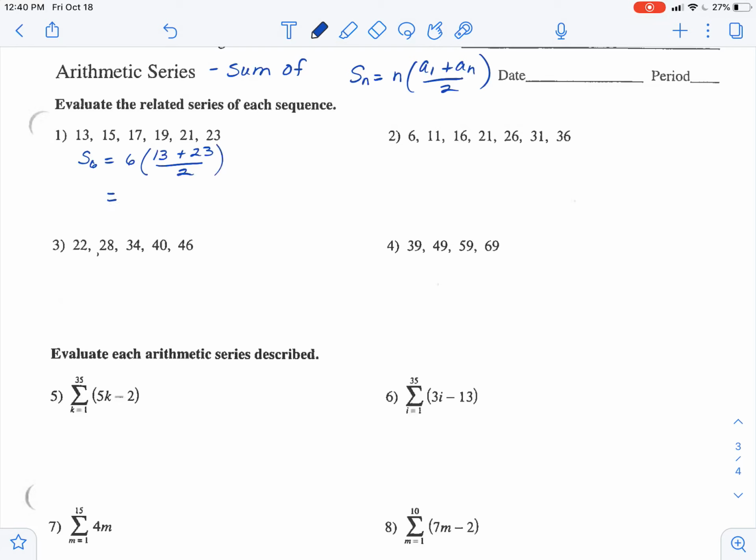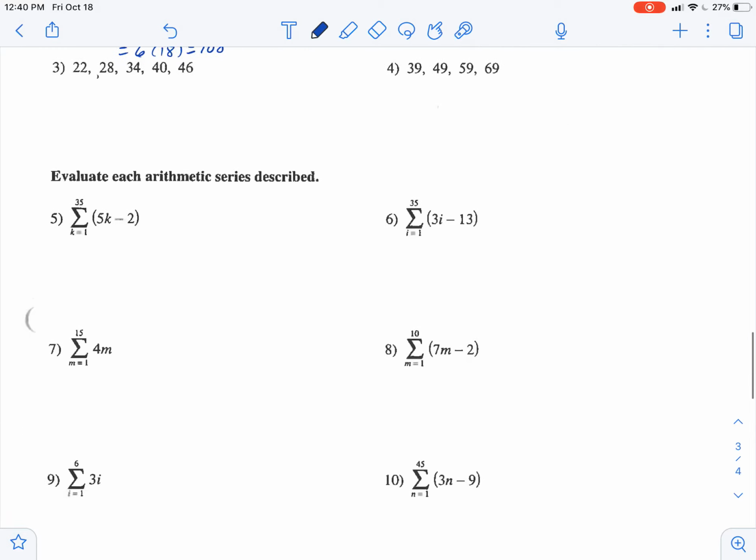And again, now we're just going to run our numbers. So that would be 36 over 2, which is 6 times 18, which is, should be able to do that in my head, but I'm not going to try it, 108. So S6 would be 108. Means the sum of the first 6 is 108. Okay, that's all you've got to do there on those.